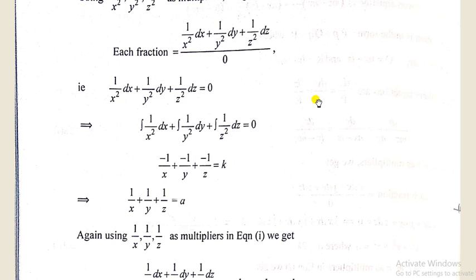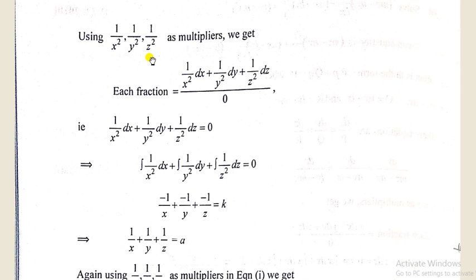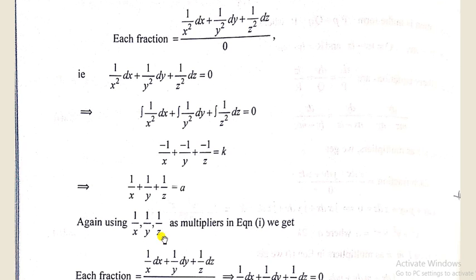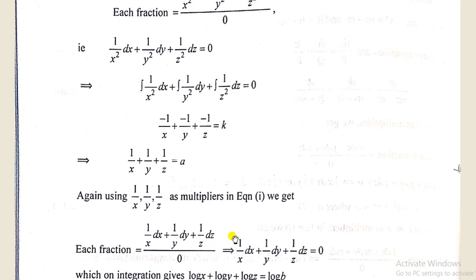Then what we require is the second solution, that is v. So again we use different multipliers, other than 1 by x square, 1 by y square, 1 by z square. Here we use 1 by x, 1 by y, 1 by z. So multiply in the numerator as well as in the denominator such that the denominator term becomes 0. So 1 by x dx plus 1 by y dy plus 1 by z dz.